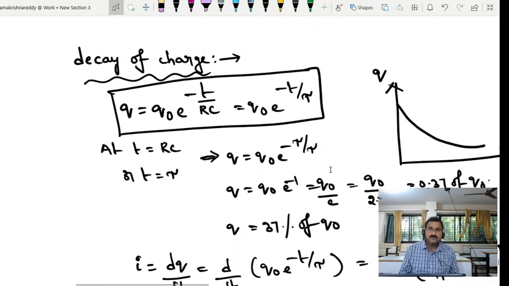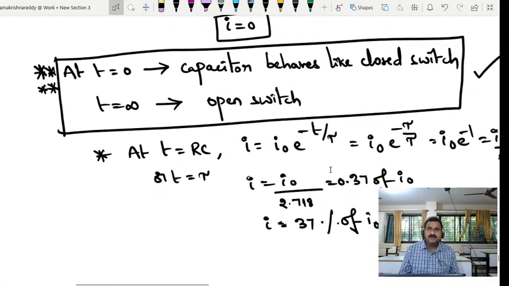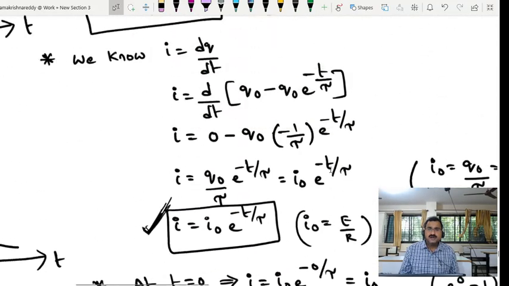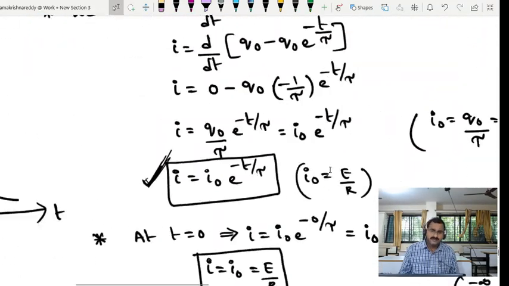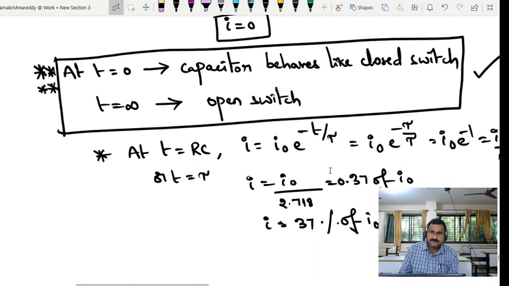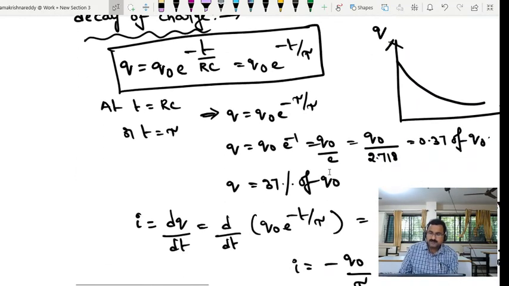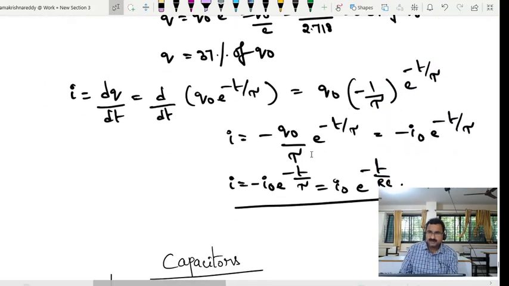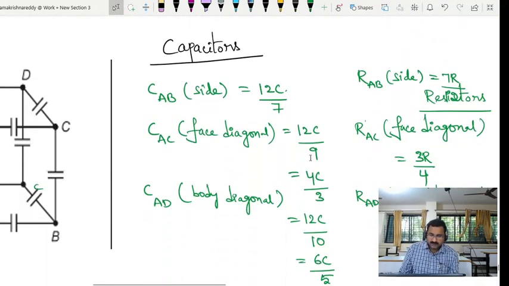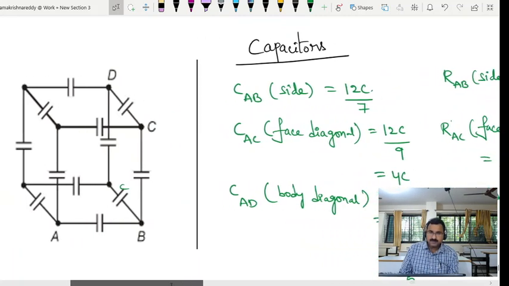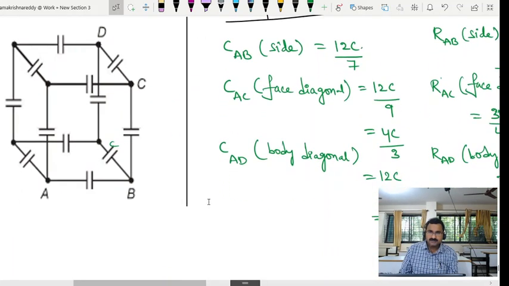These are the points you all have to observe, very important ones. That is the growth of charge as well as the decay of charge concepts. So these 4 equations you have to practice; maybe they will ask direct formulas also. Now coming to the cube problem, because in KCET also this type of model they are asking, so you have to just remember that.